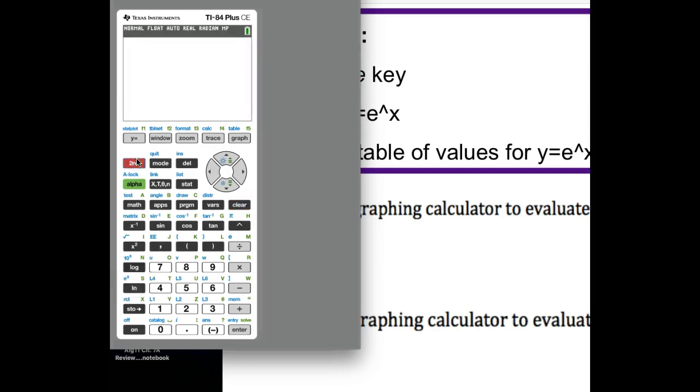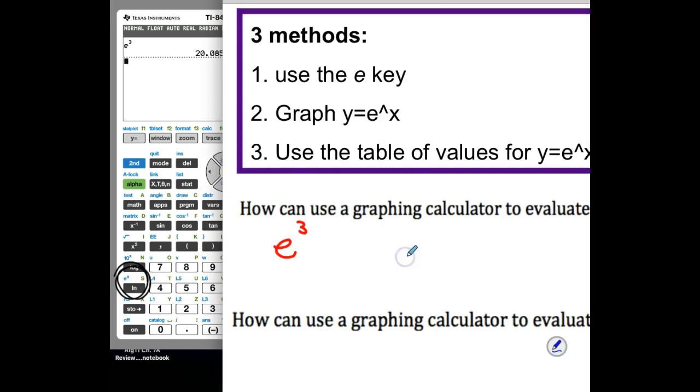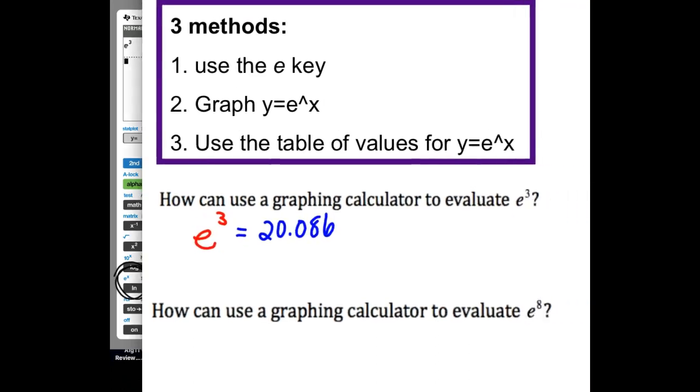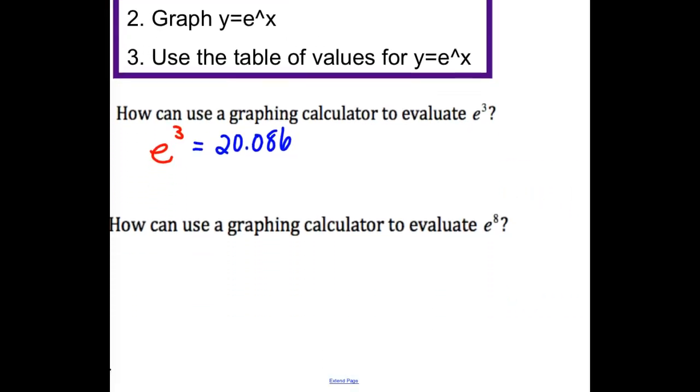All right, so e to the third, we should have 20.086. All right, go ahead and find e to the 8th. E to the 8th, you should have 2,980.958. Are we getting those? Okay.